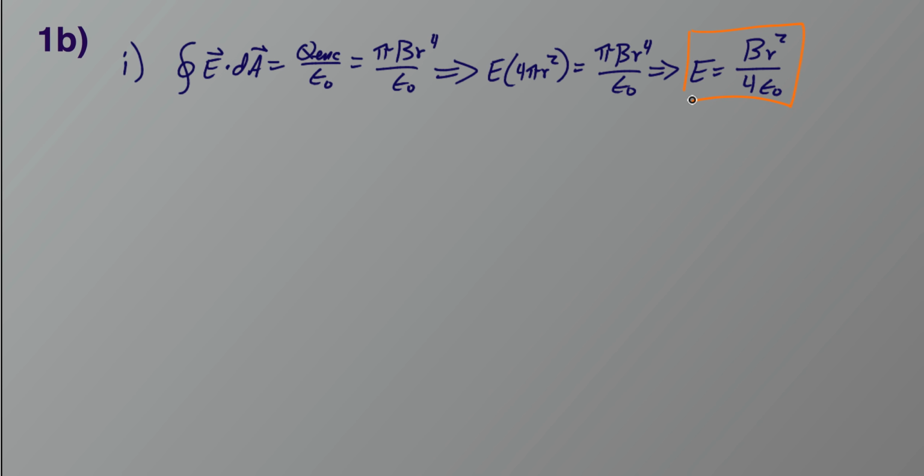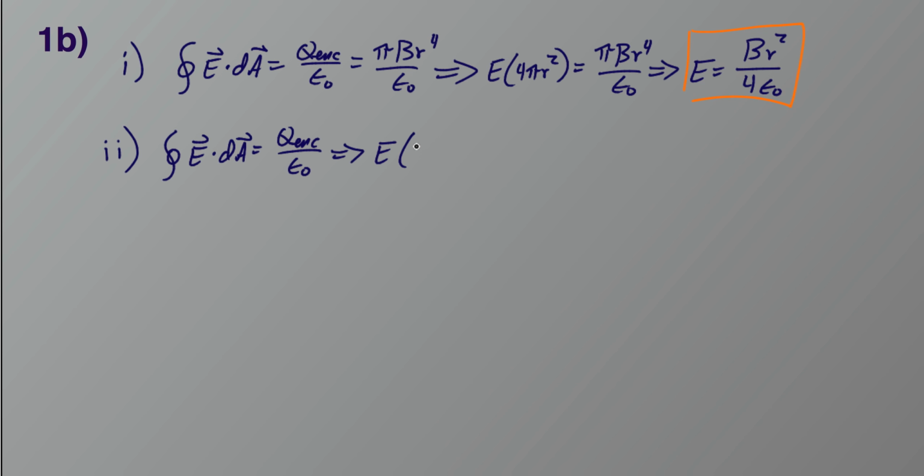Very good. And for B2, we're doing the same basic thing, except now we are doing it in the region between a and b. And again, we've already calculated the enclosed charge. So I'll start with Gauss's law again. The integral over the closed surface of E dot dA is our total enclosed charge, the charge enclosed by our Gaussian surface, divided by epsilon naught.